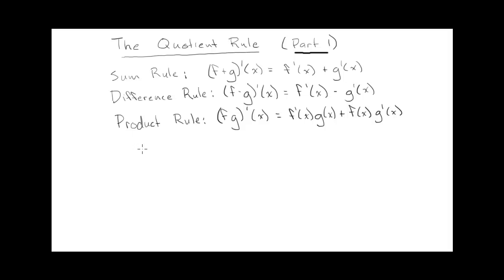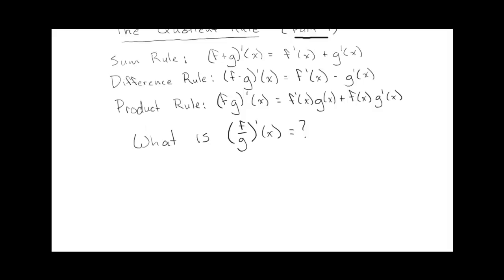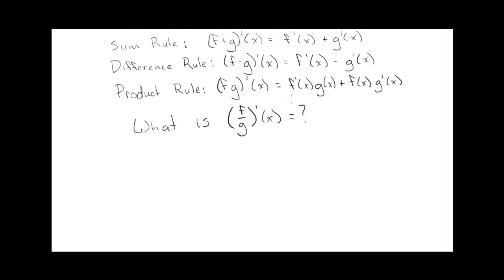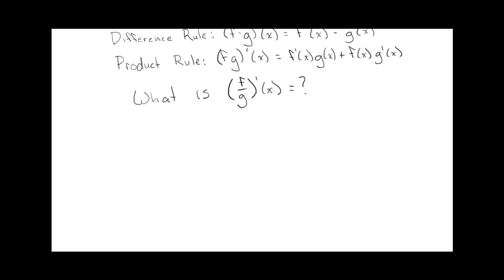So now our question is, if we have f over g prime at x, what does that equal? Could we come up with a sort of a rule to express this in terms of just f and g? And the fact that our rule for products wasn't quite so simple as the rule for sum and difference probably suggests to you that the rule for quotient won't be quite so simple as just taking the derivative of the top and the bottom. So how do we get the rule?